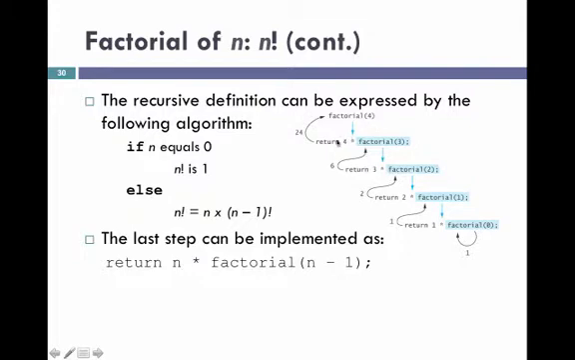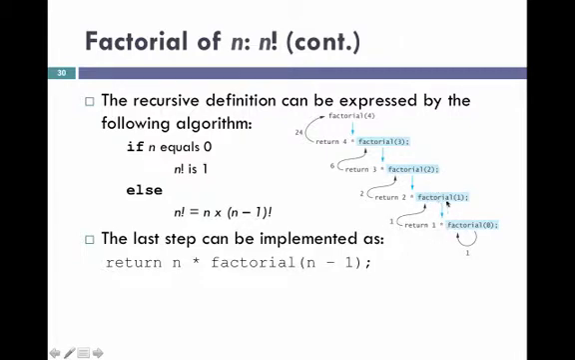So the factorial of 4 is equal to 4 times the factorial of 3. If we evaluate this recursive call, its result is 3 times the factorial of 2, and so forth, until we finally get the factorial of 0, our base case, that's equal to 1. Then we start unwinding the recursion. We return 1 times 1, which equals 1.